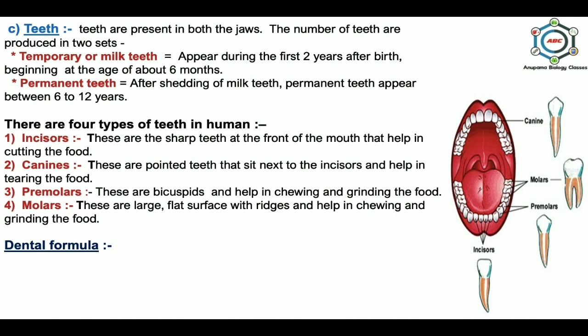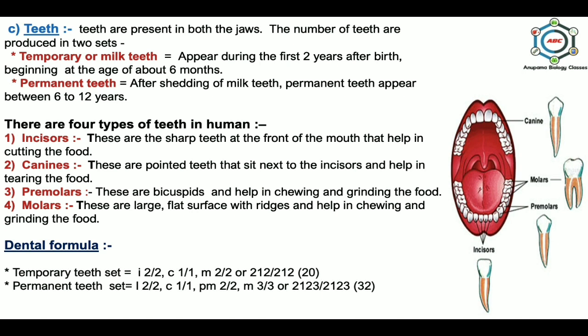Then dental formula. What is the dental formula? It is the arrangement of teeth in the jaw, that is, how the teeth are arranged in the jaws. So here you can see this is the temporary teeth set and the permanent teeth set. In the temporary teeth set there are 20 and in the permanent teeth set there are 32. I indicates incisor, C canine, M molar and PM premolars.